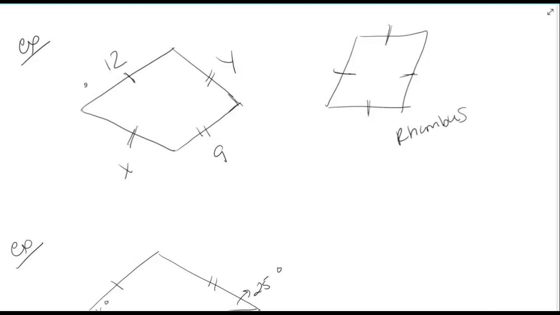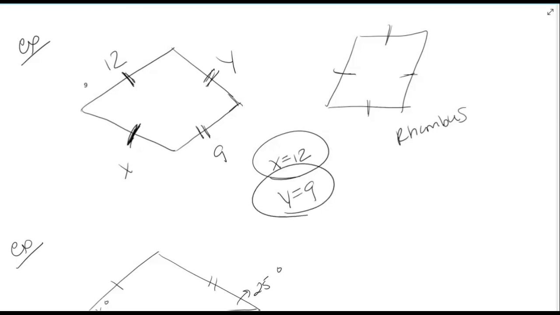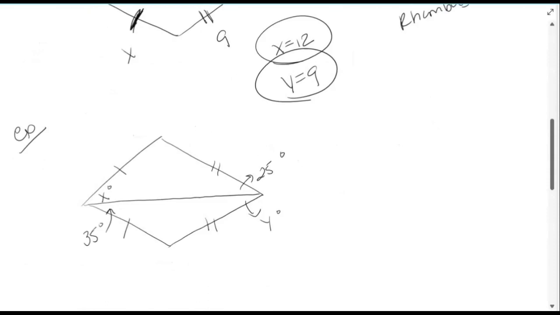So for example, in this example, if you want to find x and y, you have to be able to match up the side. So this side is a single line, and this is a single line, so they go together, meaning x has to be 12. And the double dash here goes with the double dash there, meaning y also has to be 9. Okay, so just be attentive to which pieces are congruent to each other.